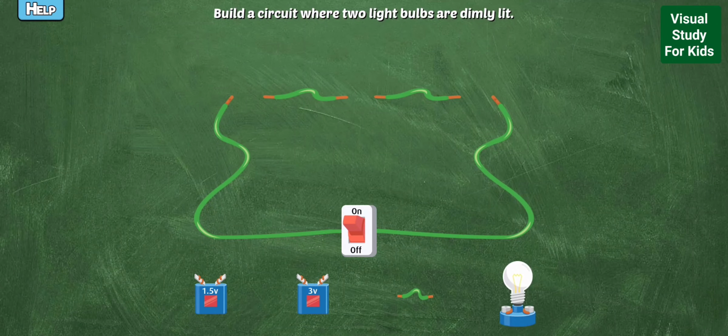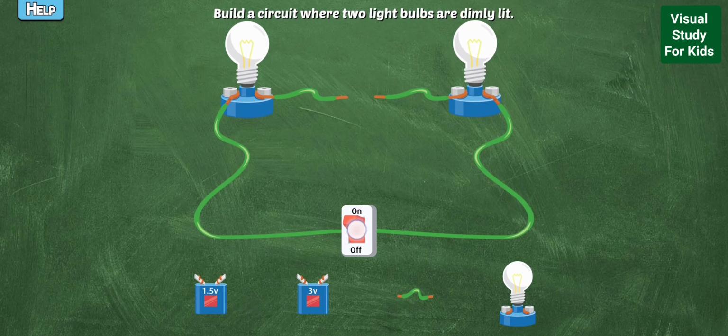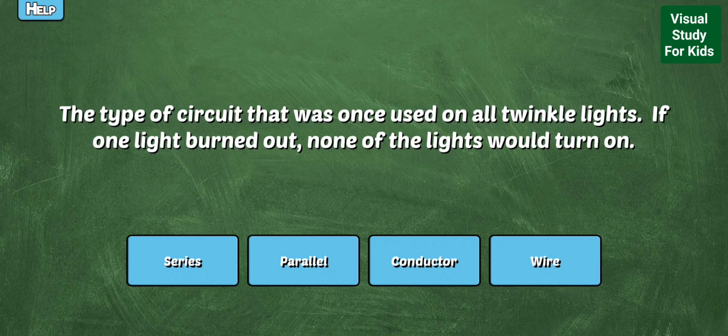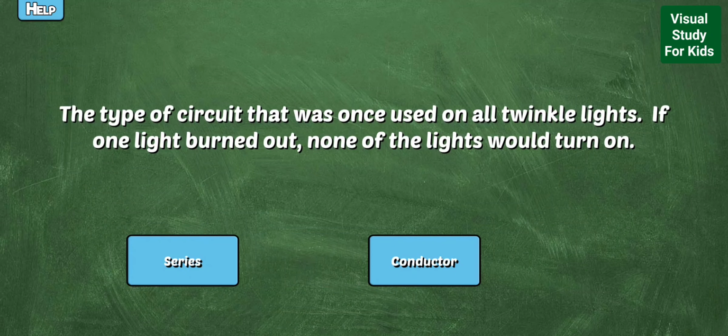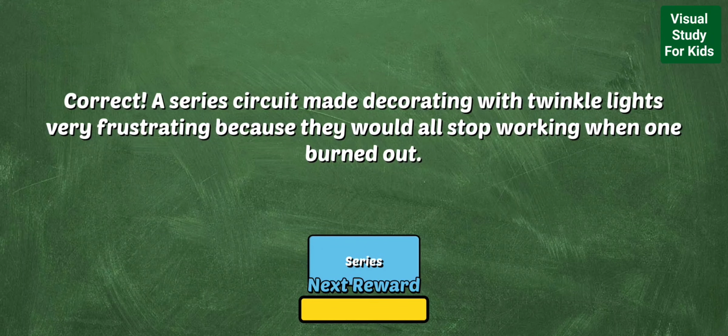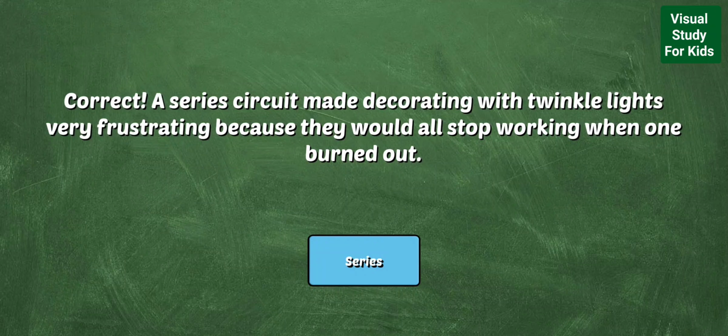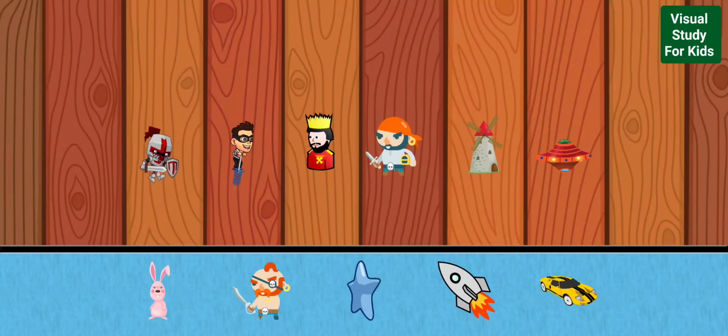Build a circuit where two light bulbs are dimly lit. You're right! Almost. Not quite. Right. Pick a new sticker.